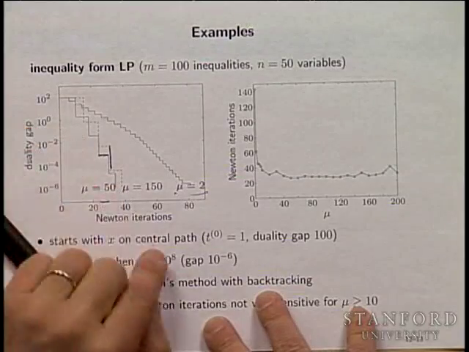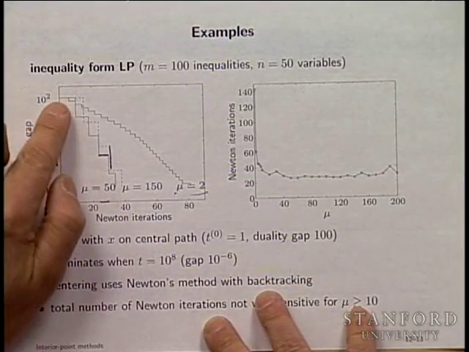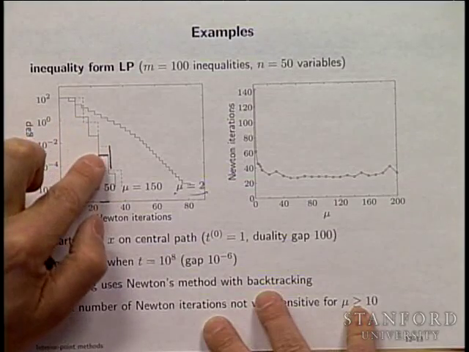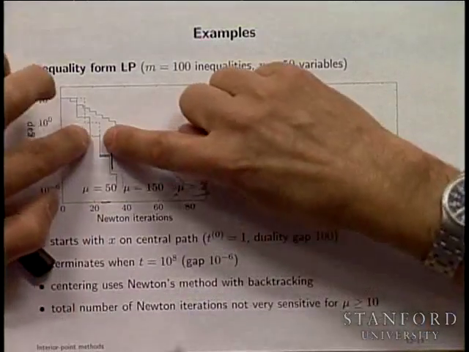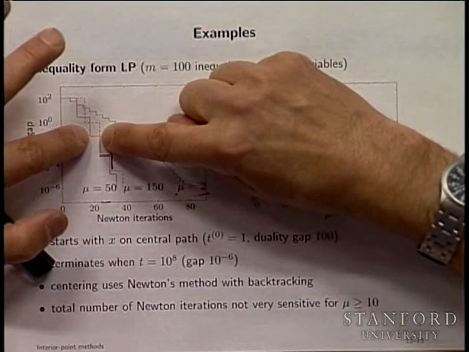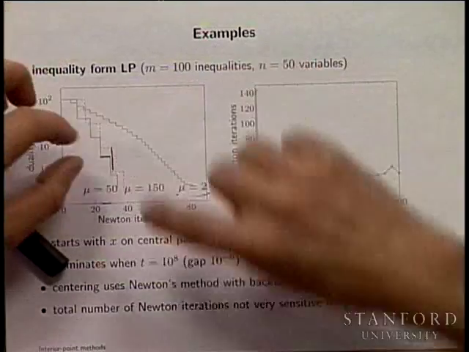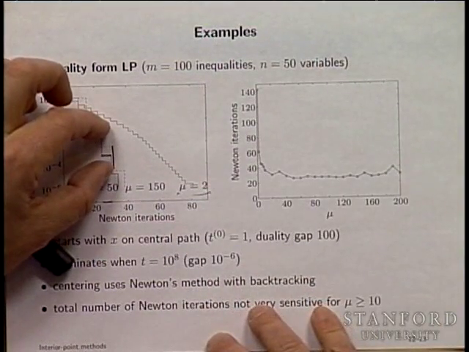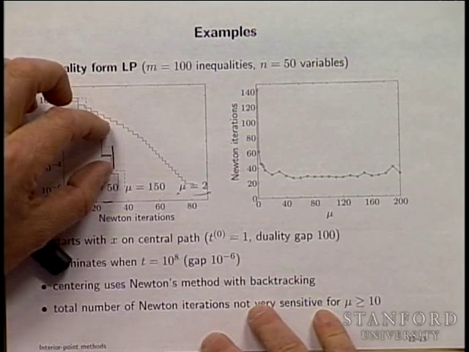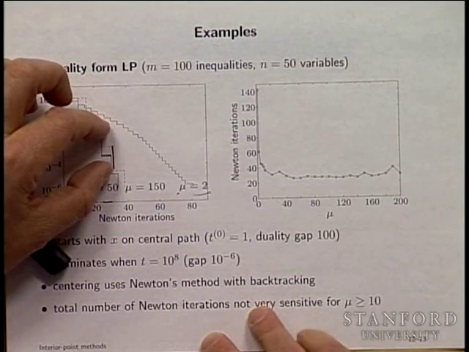The weird part is here. This is mu equals 50. For mu equals 50, you see what's happening is the width of the treads is much wider because you're taking more Newton steps to actually recenter. But of course then, the measure of progress actually is duality gap reduction per Newton step. That's really what you want.